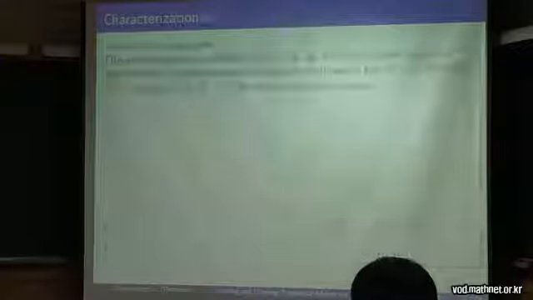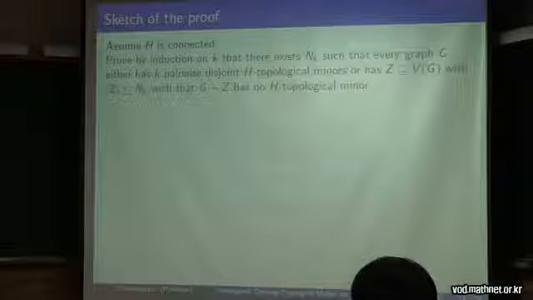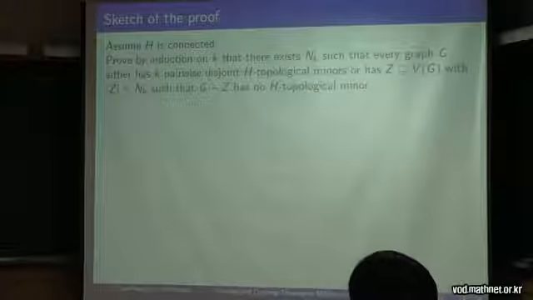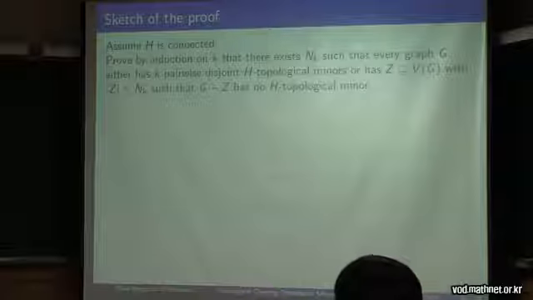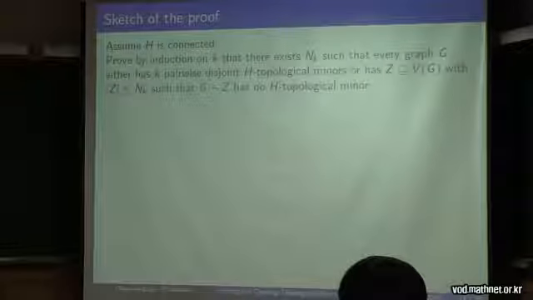Okay, so let's try to prove this theorem. Okay, so let's make the case easier. So we assume the graph is connected. So I want to prove it by induction on K. I want to prove that for any graph G, either I can find K pairwise disjoint H topological minors, or I can find a set of n_K vertices that touch all H topological minors. That means that if I delete these vertices, then I have no topological minor at all.